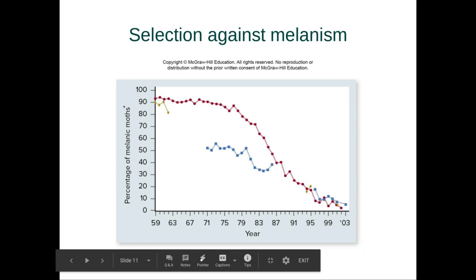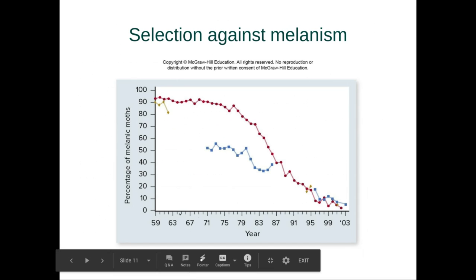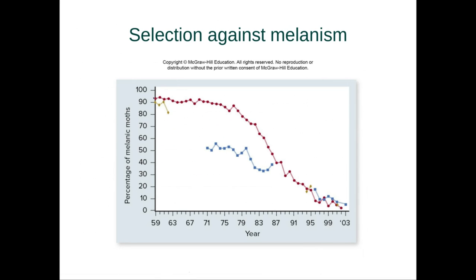So the percentage of melanic moths, so essentially black moths, right? What gives moths their color, what gives humans their color is melanism, and that's what melanic means. Now we have the year, 1959 all the way to 2003, and you'll see that, oh shoot, my scale is gone. That's okay. My legend is gone for some reason. I don't know, but we can just focus on the red line because I think the red line really illustrates what we're looking at here.